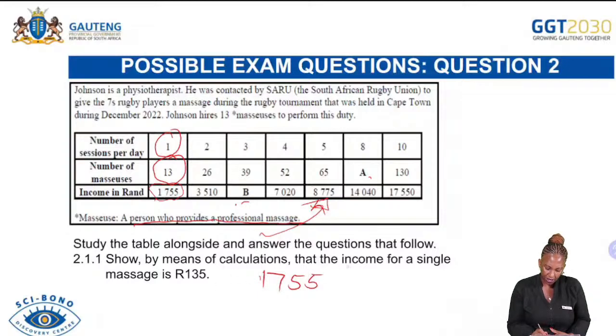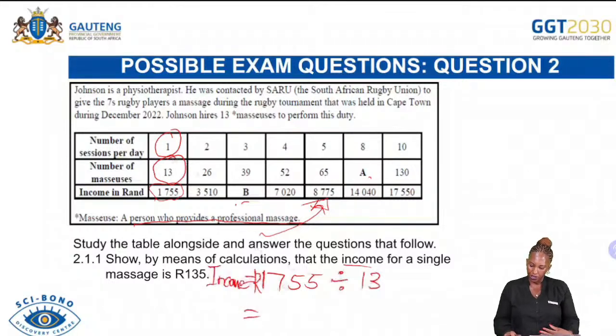Now it says show that the income for a single massage, so I can simply say income is equal to 1,755. I divide it by what? By the number of masseuse, which is 13. And then let's see quickly how much I am going to get. I hope you have your calculators with you, because as we do these calculations, we need calculators. It will be 1,755 rand. We divide it by 13. Remember, it is the total income that John will receive for a single session in a day.